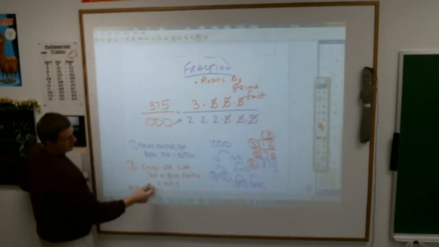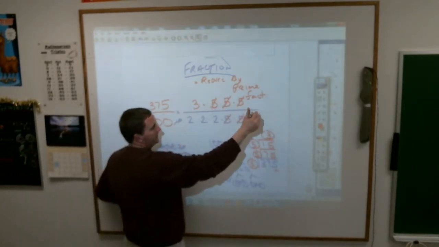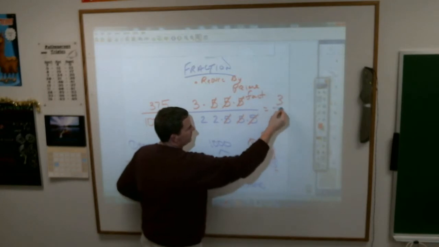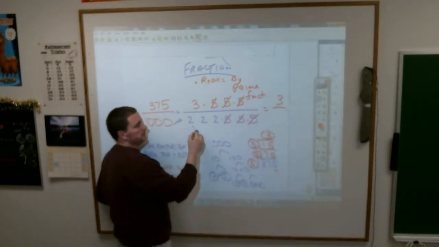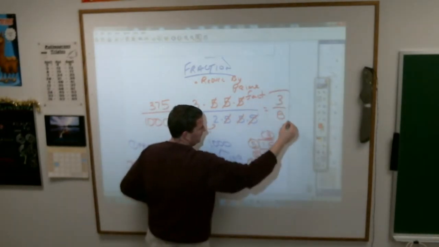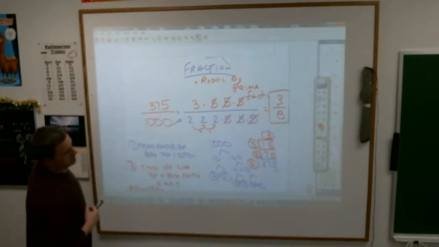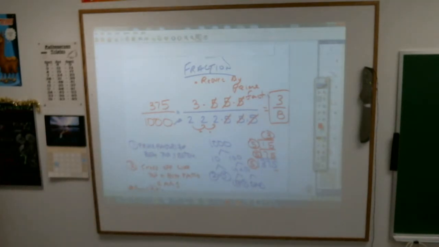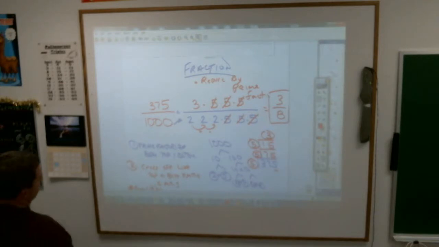Remultiply. In other words, this. I only have a 3 on top, so it's good. But on the bottom, I have 3 2s, so I need to remultiply this: 2 times 2 times 2, which is 8. 3 8s. When you do this, you will come up with the completely reduced fraction every time. Never in the end will you be able to reduce 3/8 any farther. Okay?